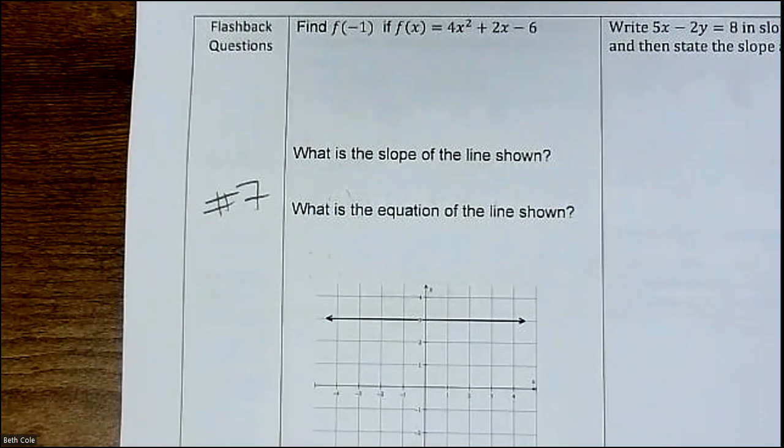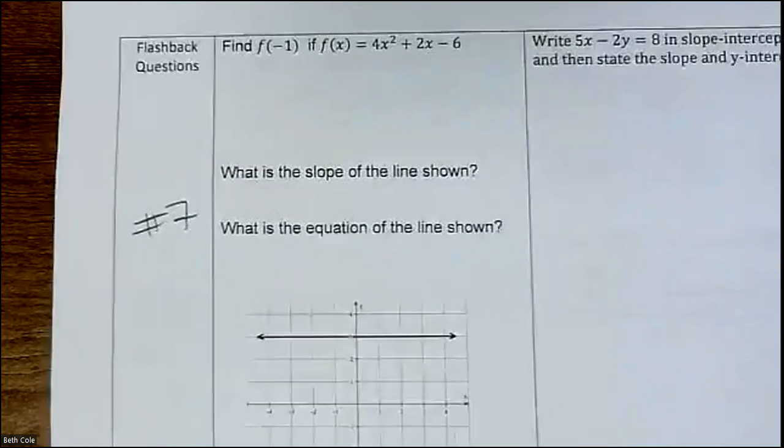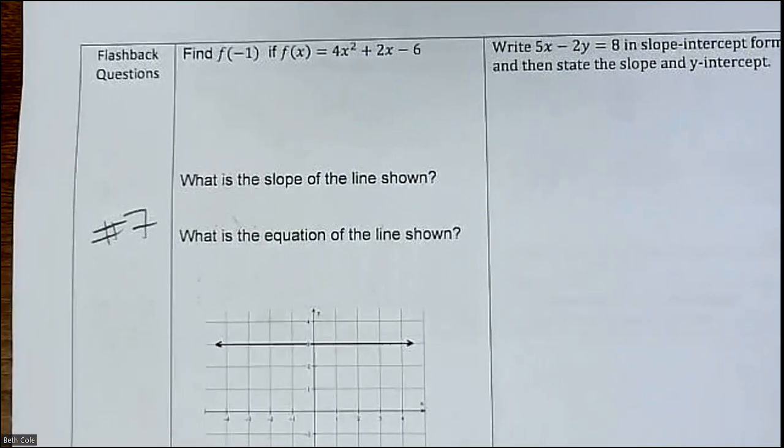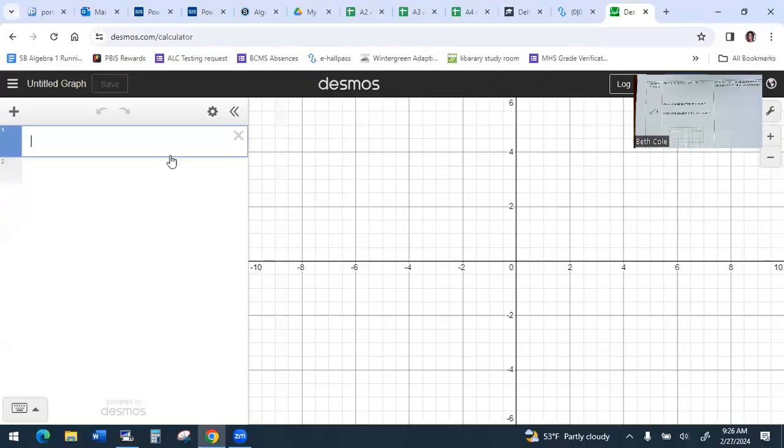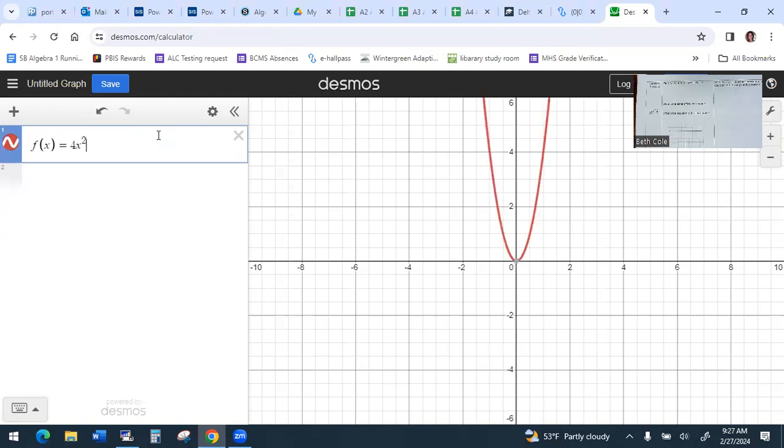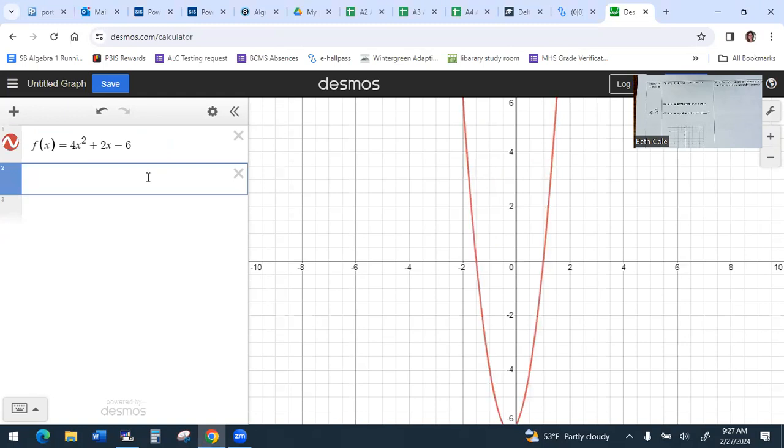I'm gonna do all of these because they're the review questions. Now let me share my screen because you can do this first one in the calculator, all right? I'm just gonna type it exactly like it looks. So you ready? Just please watch. All right, f of x equals 4x squared plus 2x minus 6. Come down to the next line. It's f of -1, boom, there's your answer.